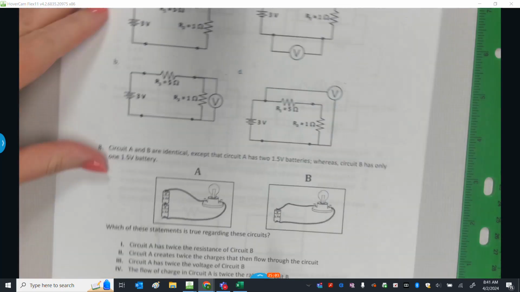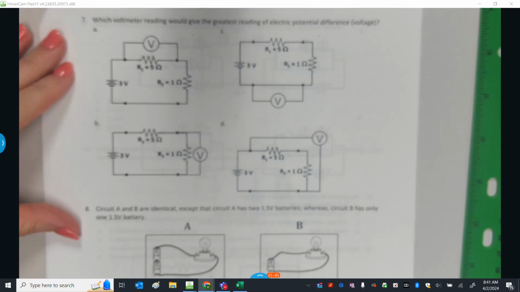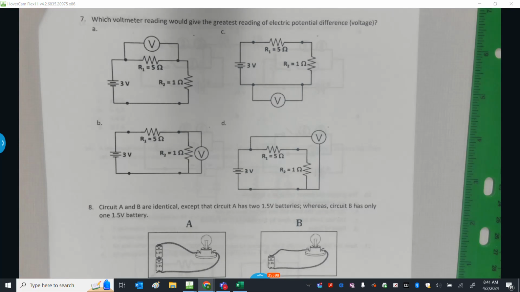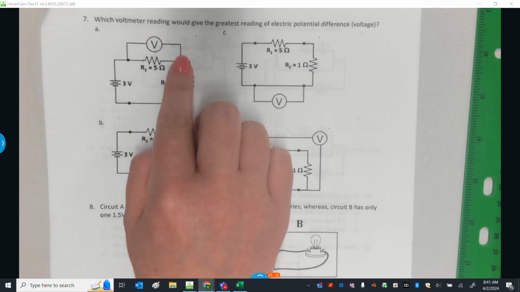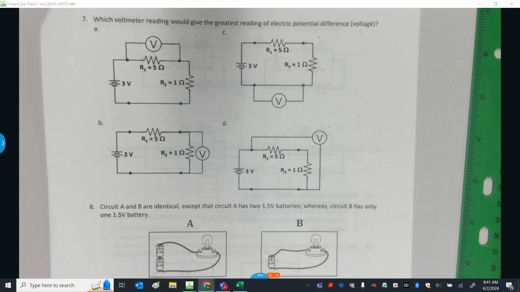All right, this is number 7 on Form A. You are looking for these diagrams which show a voltmeter connected to a series circuit. Number 7 says, which voltmeter reading would give the greatest reading of electric potential difference, or voltage? Again, voltmeters are connected outside the circuit in parallel, and that's true for all of these. You can see it's just an extra branch. It almost looks like another loop. It is another loop on the circuit.